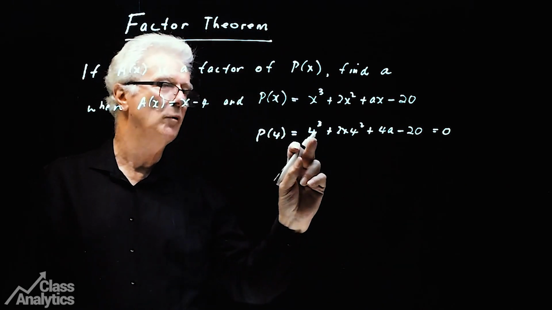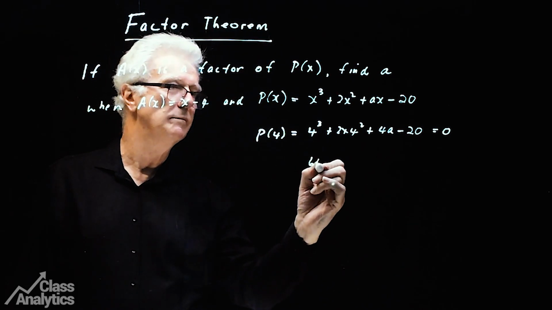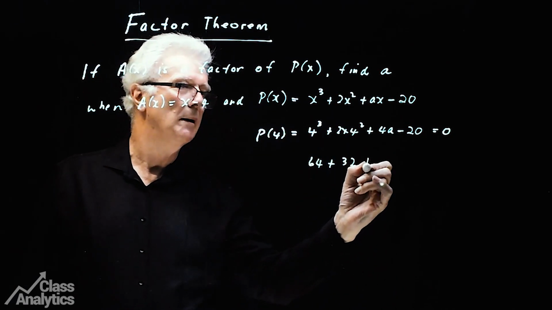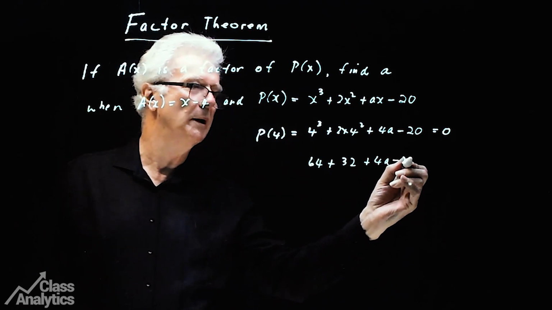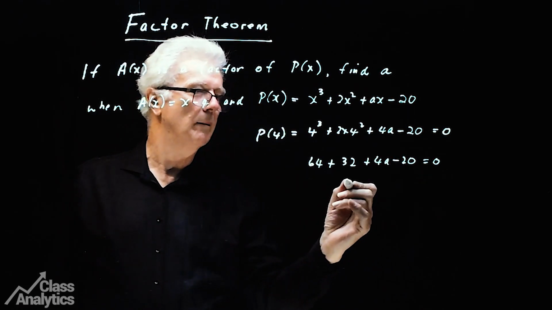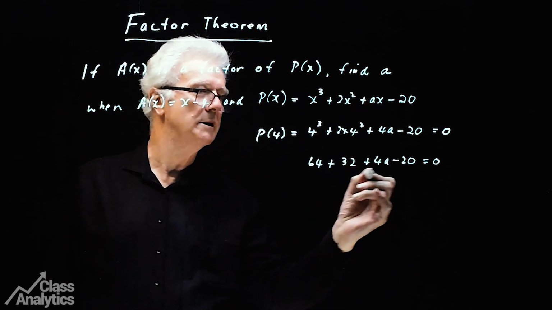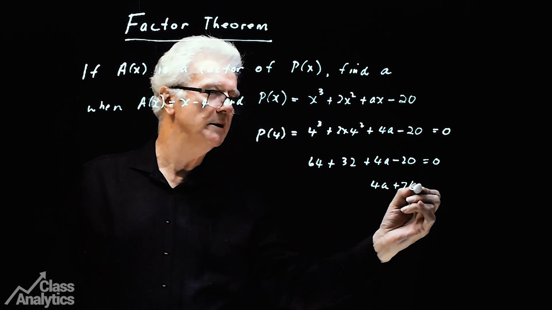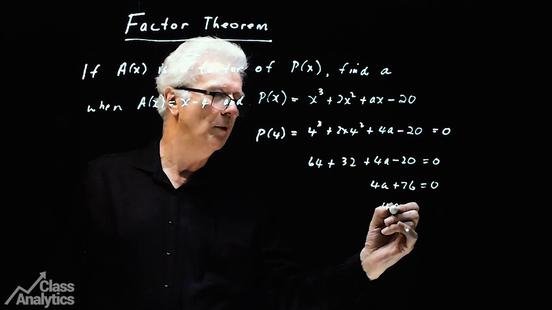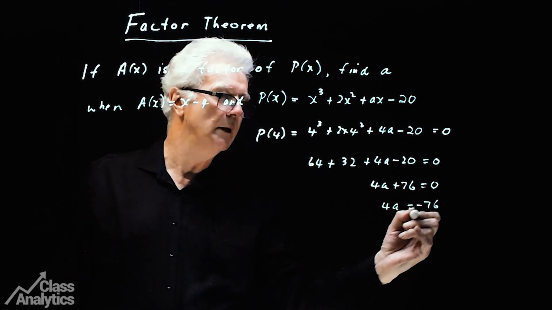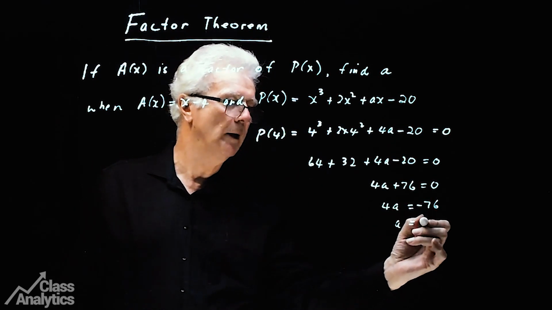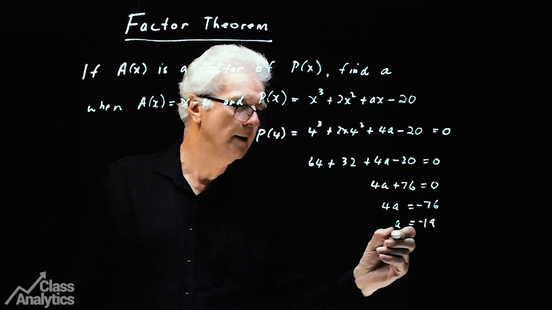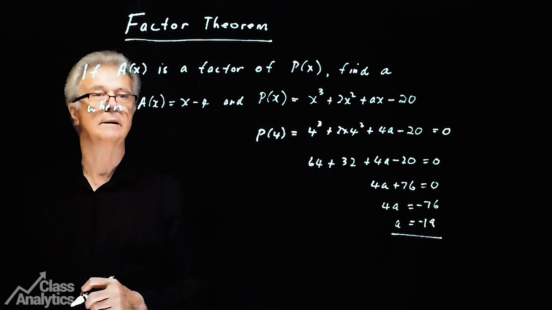Alright, so this becomes 4 cubed. It's going to give me 64. Plus here, that's 16, that's 32. Plus 4a minus 20 equals 0. That's going to be 96, 76, so 4a plus 76 equals 0. 4a equals minus 76. a is equal to, that goes 19, isn't it? Minus 19 is your final answer. It's done.